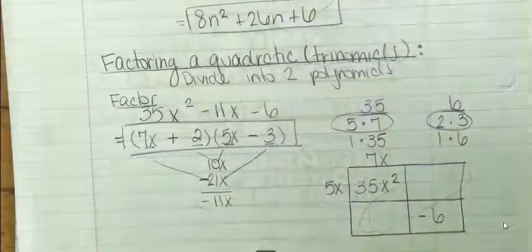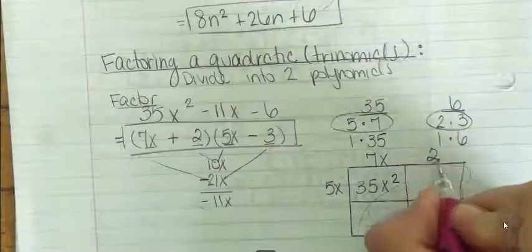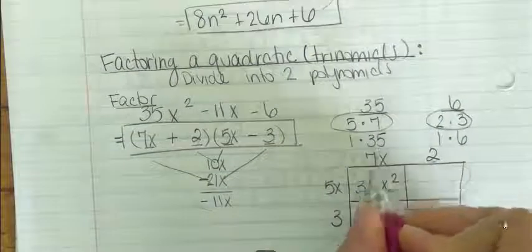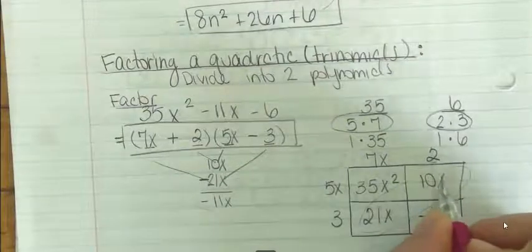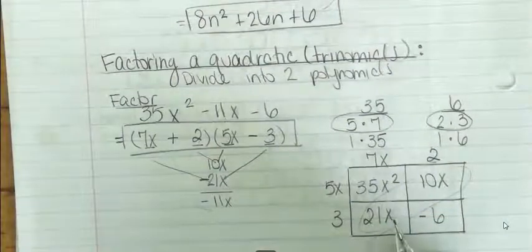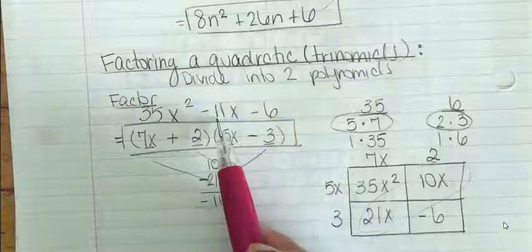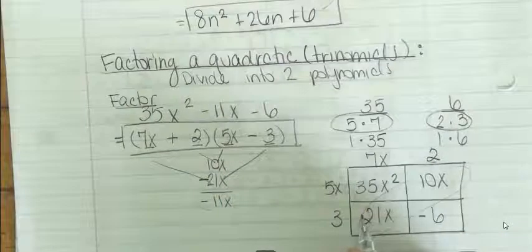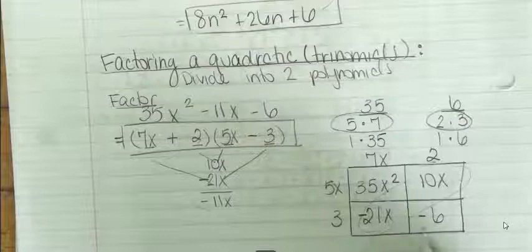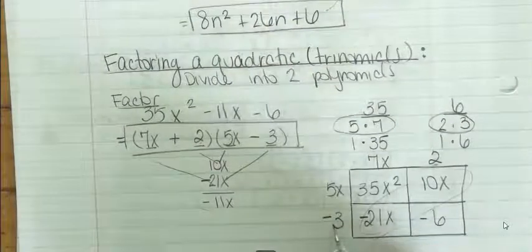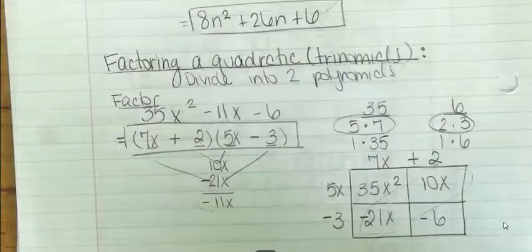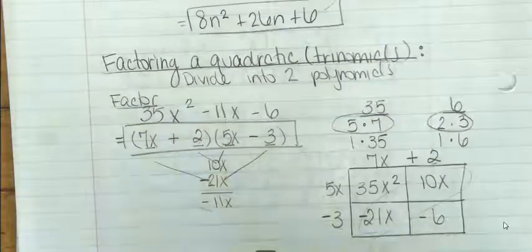So I would say, okay, those middle terms are not working out for me. Again, I don't put the signs in until the very end. I'll switch them. How about a 2 and a 3? Here I would get 21x, here I would get 10x. And then I say to myself, well, I need a negative 11x. Therefore, this one would have to be negative, meaning that the 3 would give us a negative.